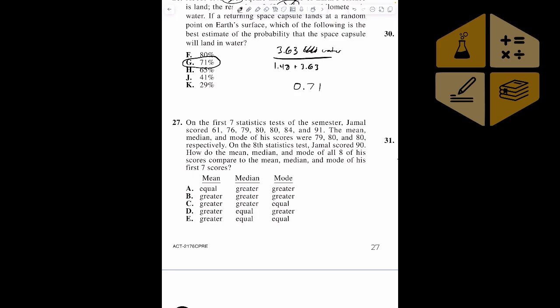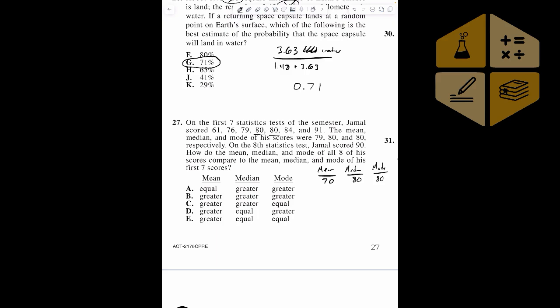So what I noticed first about this is that they tell us what the mean, the median, and the mode are of these first 7 tests. They're given right here. I guess I'll write them again. The first mean is 79, that's the average. The first median is 80, which is the middle term. And the first mode is also 80, which is the number that appears the most. So mean is the average, median is the number in the middle, mode is the number that appears the most. So there's 2 80s, and that's how I know that the mode is 80.